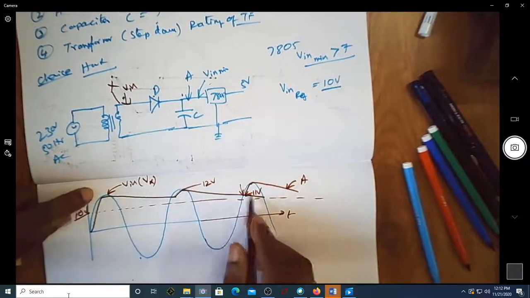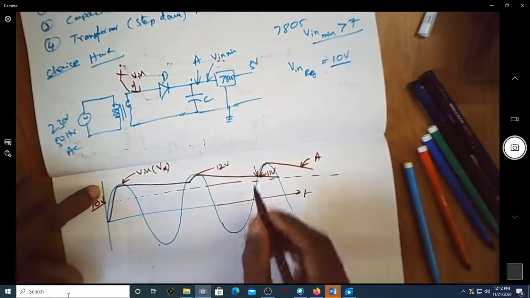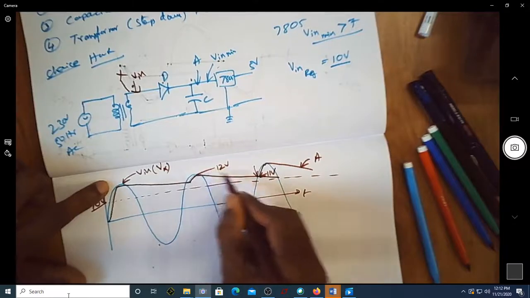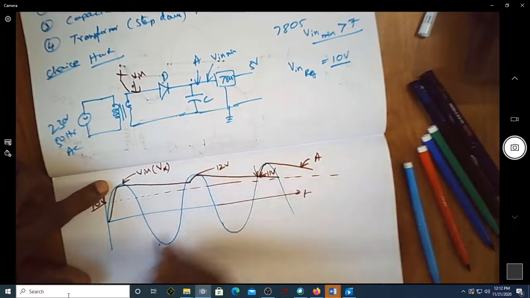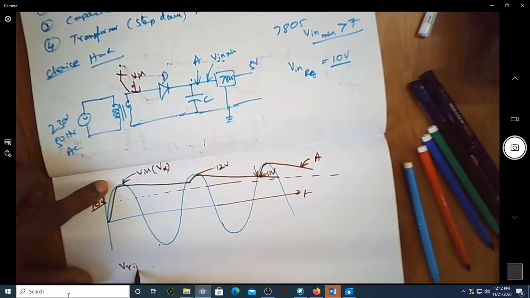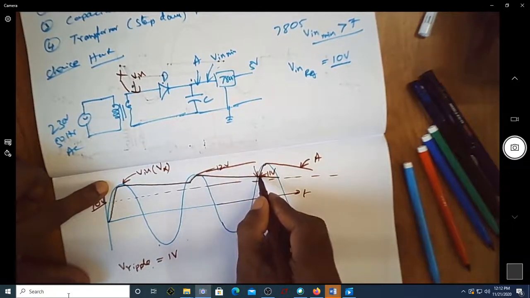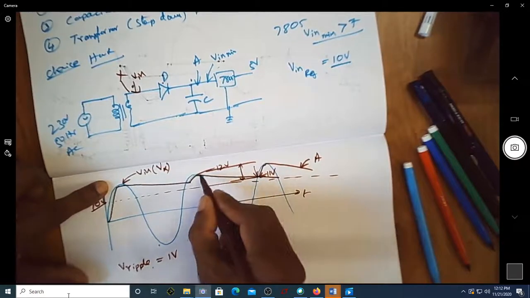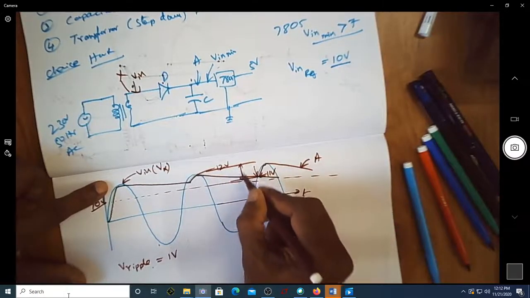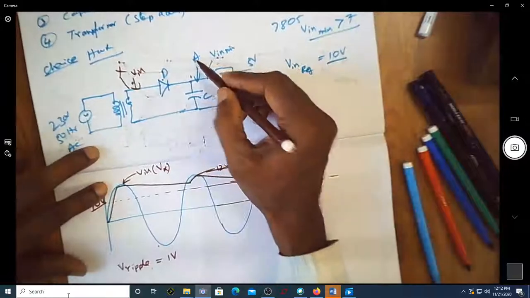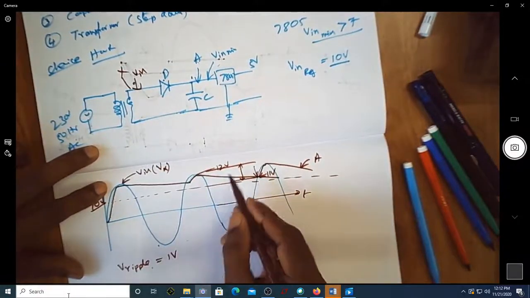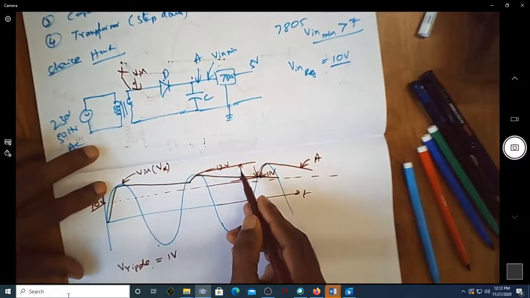So what is this 11, what is this 12 volt? Because we know that between 12 and 11 we have 1 volt drop. Shall I say V ripple is equal to 1 volt, because this is the ripple voltage, that is the peak to peak of this voltage at A. That ripple voltage is 1 volt.